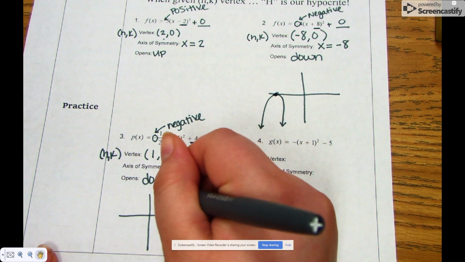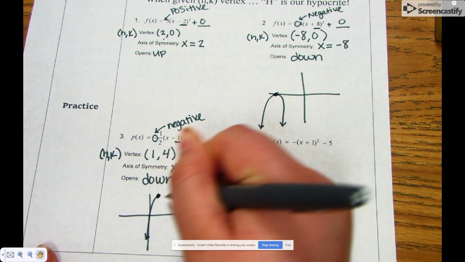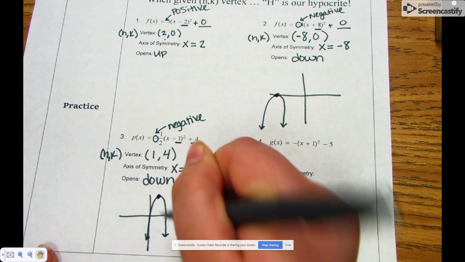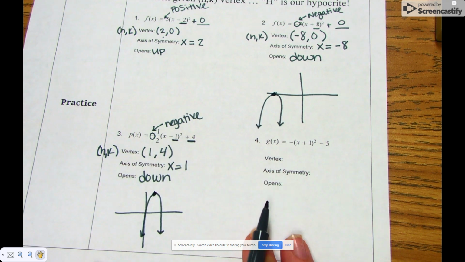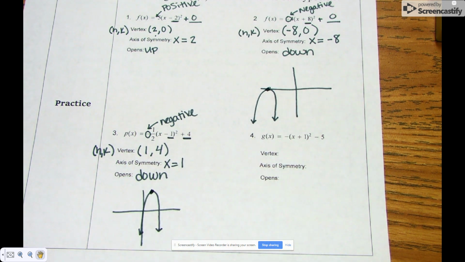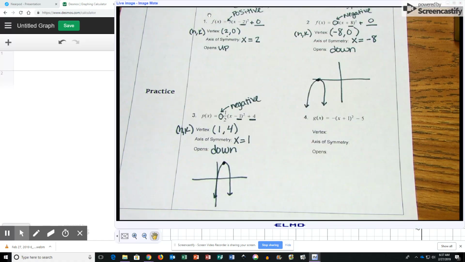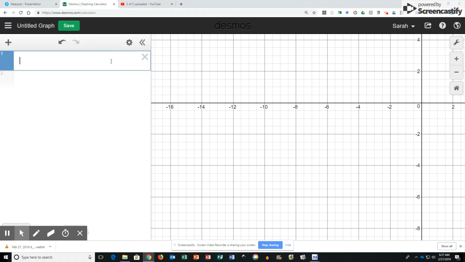It says it's opening down, so I'm going to sketch my graph to kind of open down. Remember, it doesn't have to be perfect. But now we want to check it in Desmos to make sure that we're on the right track. So if I go to Desmos, I'm going to type in that problem.